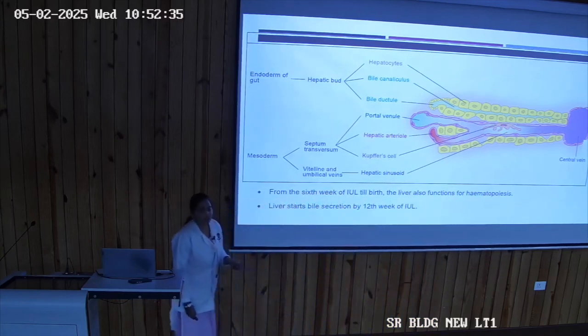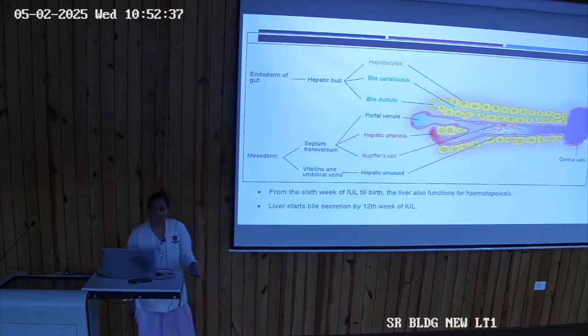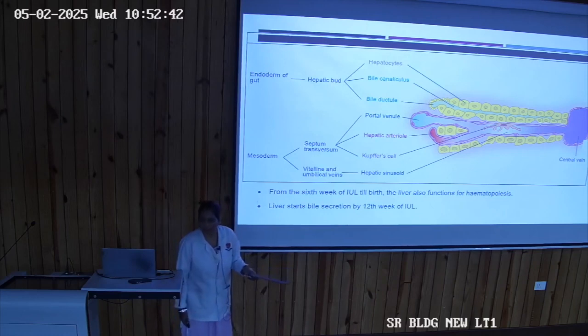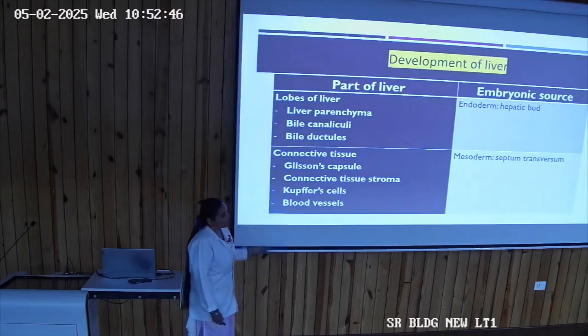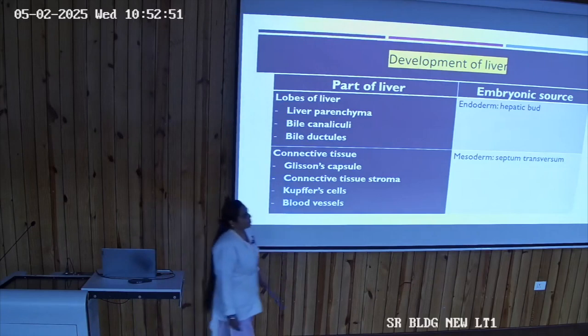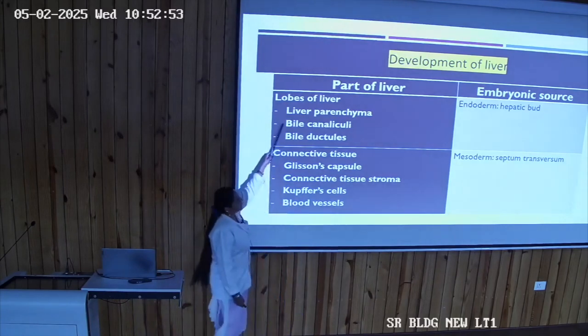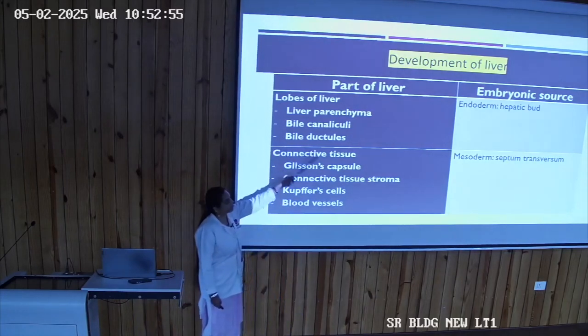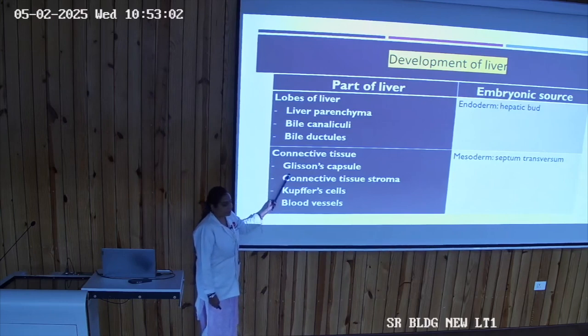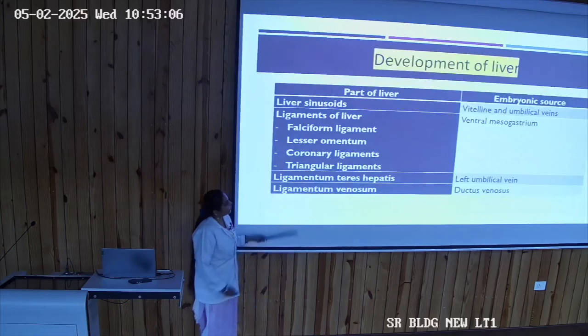Also reflections, ligaments of the liver like the falciform ligament and coronary ligaments, these are again derived from the mesoderm surrounding the liver. So these are the parts of the liver, and these are the embryonic source. For example, liver parenchyma and bile canaliculi are derived from the hepatic duct. Its own capsule is known as Glisson's capsule. Connective tissue, stroma, Kupffer cells, and blood vessels are from the mesoderm.